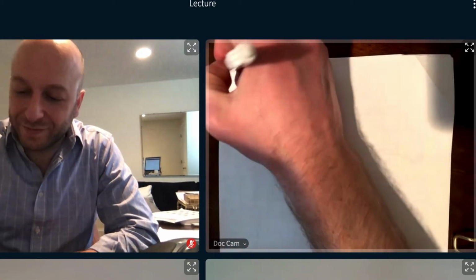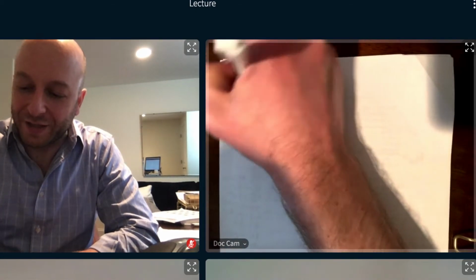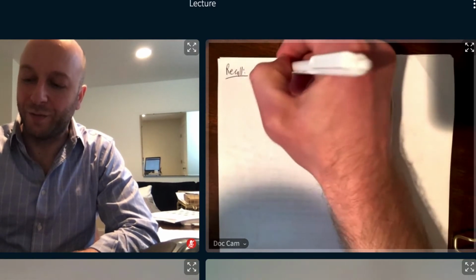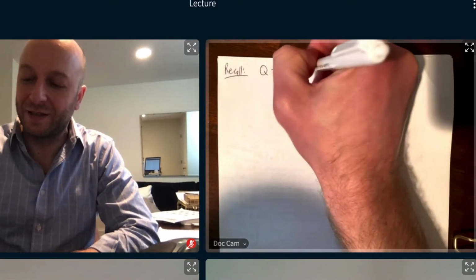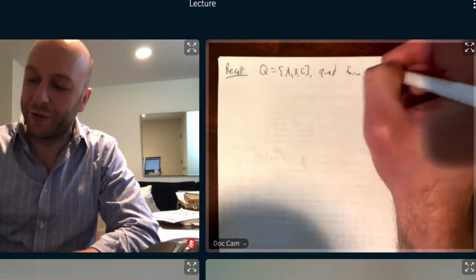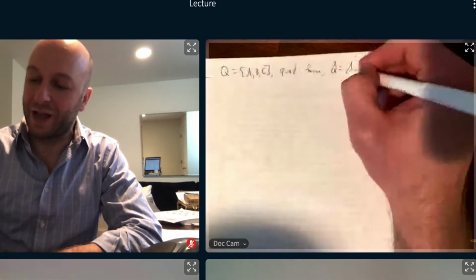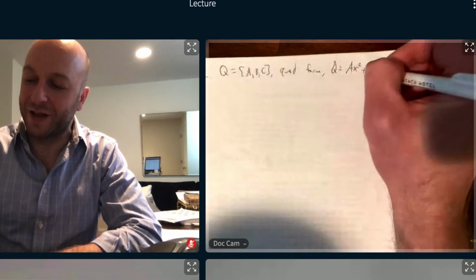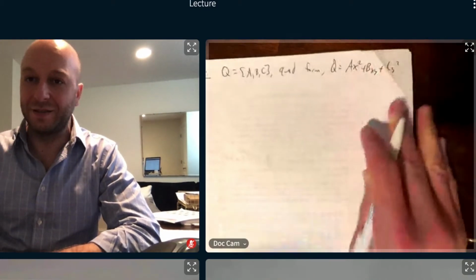Recall, we had a bunch of definitions last time. So Q is a quadratic form. We'll write it as (a, b, c). By quadratic form we mean Q is equal to ax squared plus bxy plus cy squared.